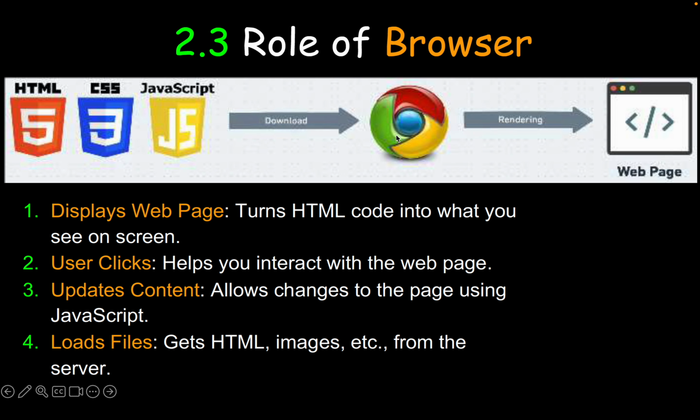So let's say I visit google.com. Your browser sends a request to the google.com server. The server is going to send HTML code, CSS and JavaScript, technical code, to you. It's going to be very hard for a layman to understand HTML, CSS and all that. So your browser converts them into a web page so you can understand it.